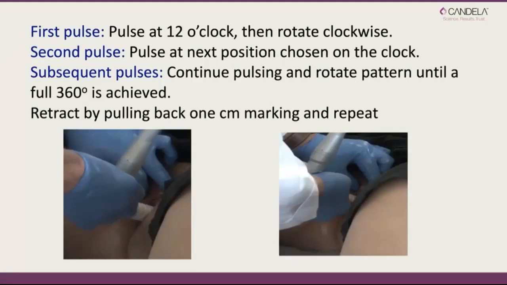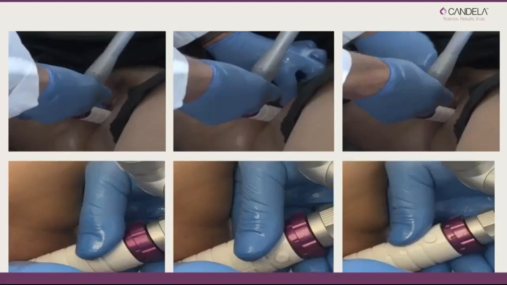There's a marking on the device to show us exactly how to do that, so it's very easy and precise. And then we repeat that pulsing all the way around the clock from 12 o'clock round until we reach the full circumference of the vaginal opening. And then we go all the way back in the vaginal vault, withdrawing at 1 centimeter each time until we reach the introitus. So there we are. In a matter of a few minutes, we can treat the whole of the vaginal canal very precisely and do extra pulses if needed at certain points on the clock for extra tightening.